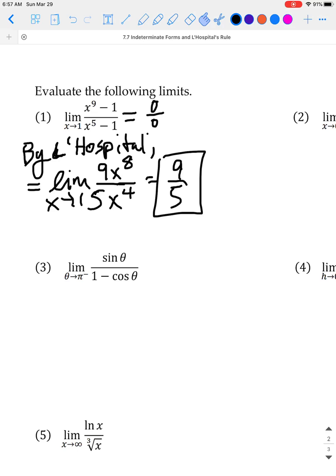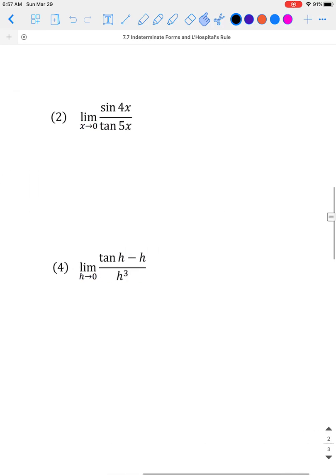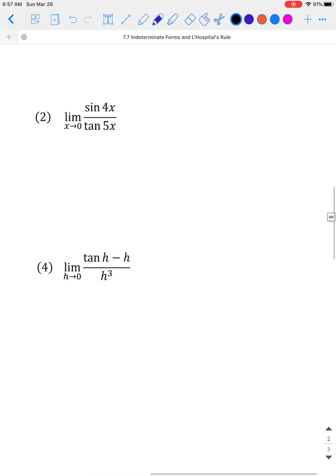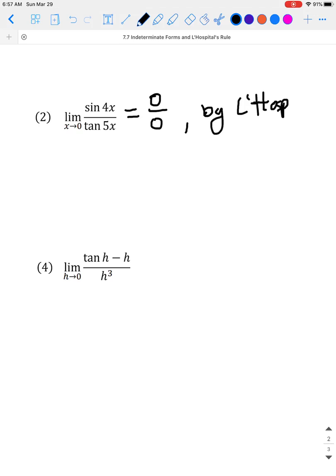Clearly factoring this would be tricky because x to the 5th minus 1 isn't a nice difference of cubes or difference of squares. Okay, so looking at number 2, now we've got some trig functions. So again, we'll do a quick check here. If we plug in 0, sine of 0 is 0, tangent of 0 is 0. So we know L'Hopital is going to work here.